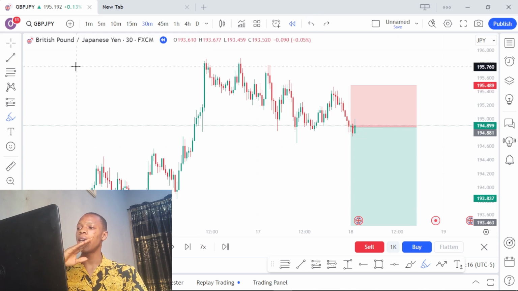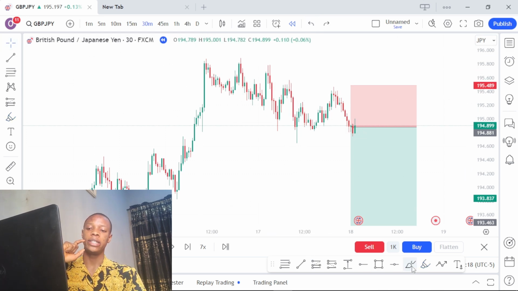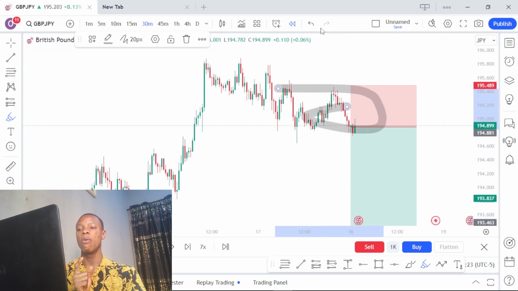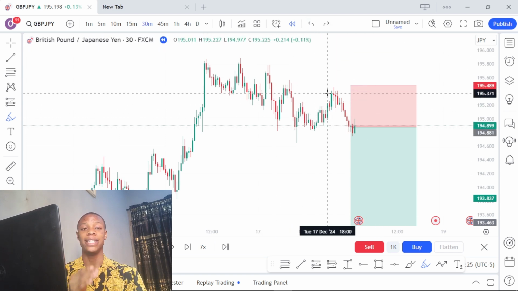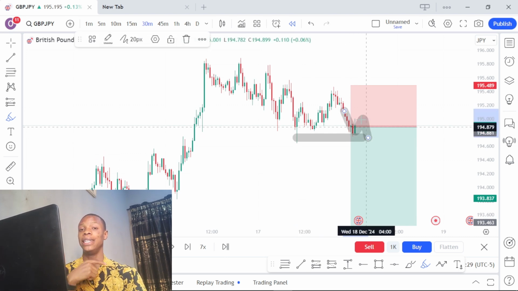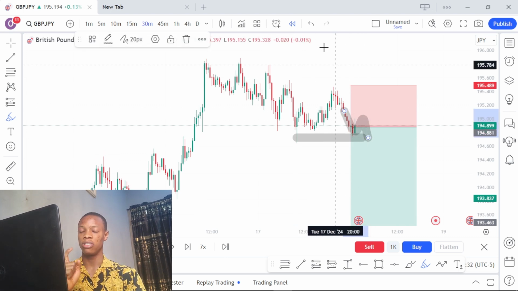Now, what I did wrong was this. I didn't take any trade from an order block. That was what I did wrong. I didn't get my break of structure. I didn't get my liquidity. So I just gambled on this.